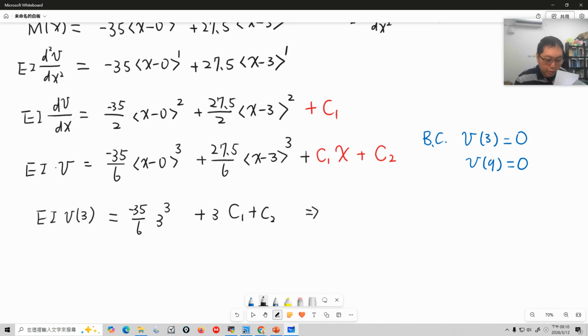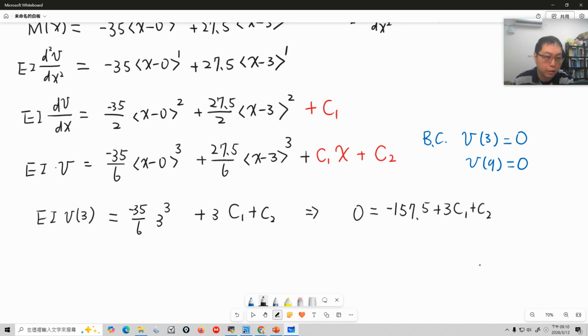Because v of 3 is 0, let me just write down the result directly. You will have 0 equal to minus 157.5 plus 3C1 plus C2. You'll get your first equation.